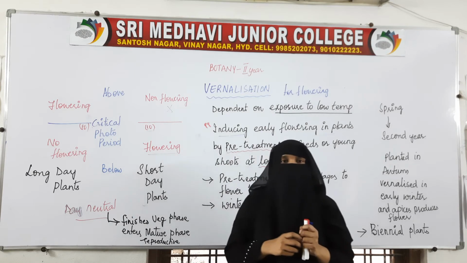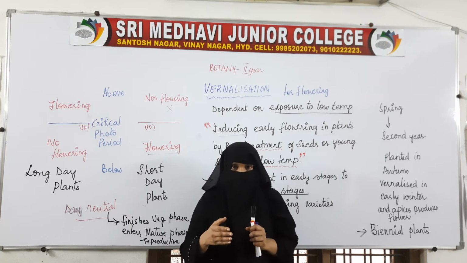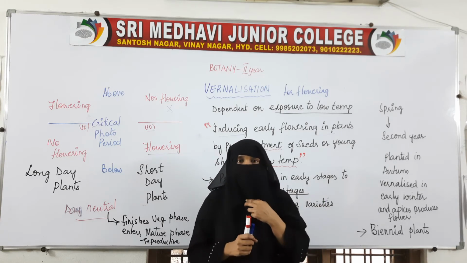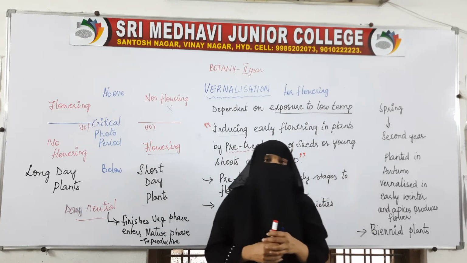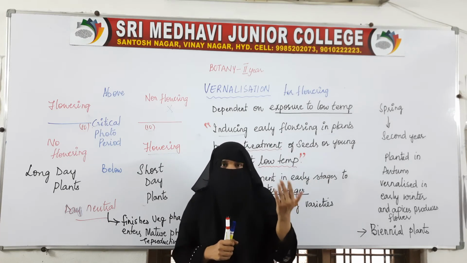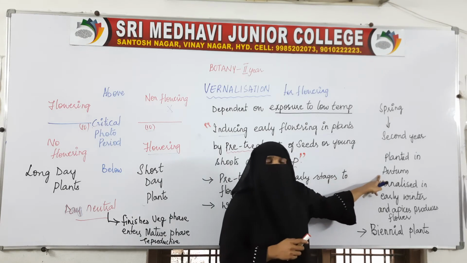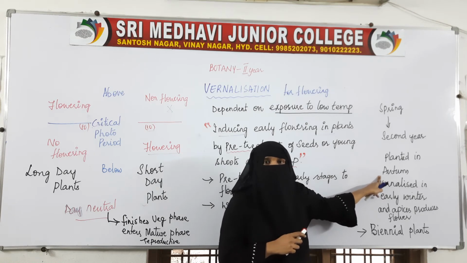If we sow the seeds in winter season, the seeds will be treated with the low temperatures, and they produce flowering in the subsequent season. They produce fruits and flowers in the next season. So what the farmers will do is, instead of planting in the later winter season, they will plant it in the early winter, or in autumn season before the winter comes itself.